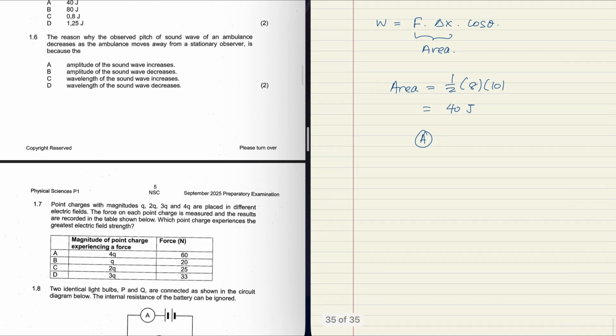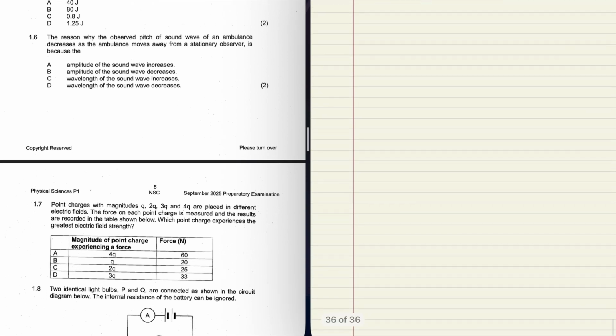Question 1.6. The reason why the observed pitch of sound wave of an ambulance decreases as the ambulance moves away from a stationary observer is... So the frequency is decreasing, but we know that V is equal to F times lambda. Since V is constant, if F decreases, it means that lambda is going to increase. So the answer to 1.6 is C.